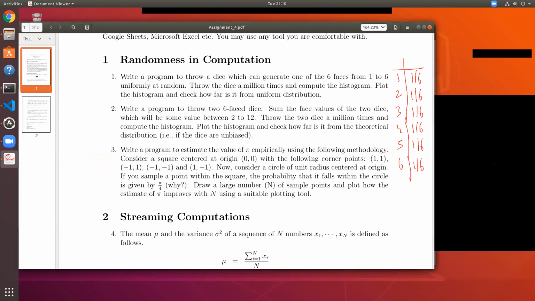You keep running the program, and there is another program which keeps looking at your output. He connected it to Python. The program is written in C, but he connected that C program to a Python program. As the tossing keeps going, you'll see initially that it's all skewed. As the number of runs increases, it gets stabilized.